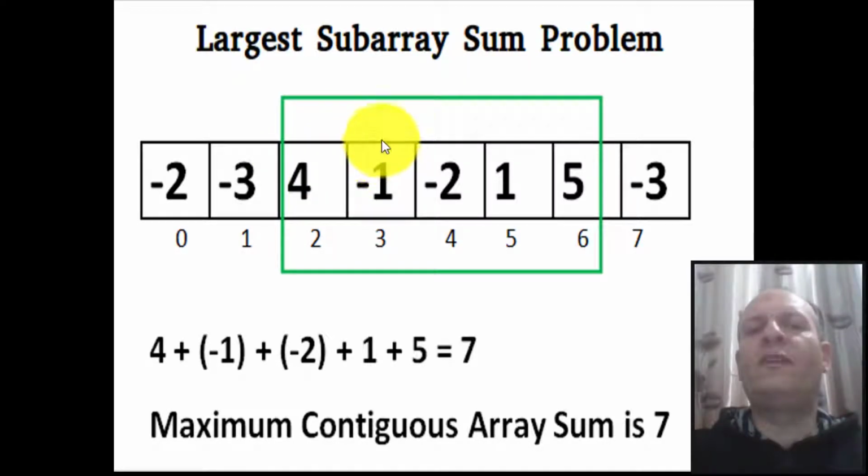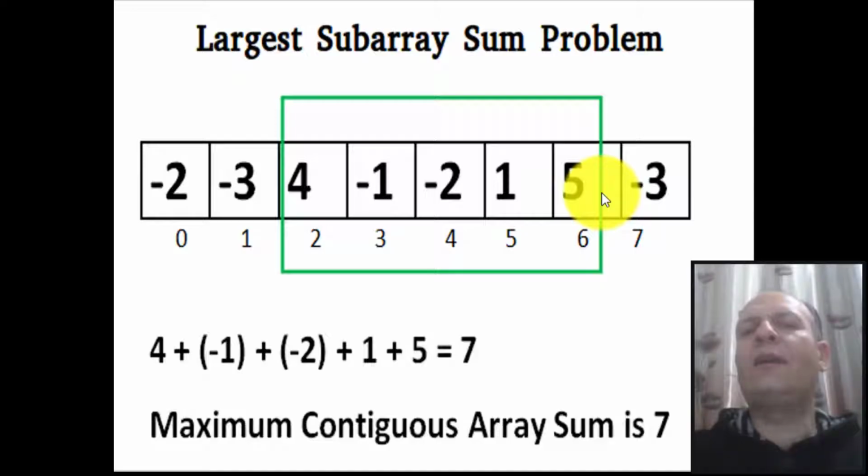And index 3 and 4 is another subarray of length 2, it has summation -3. And from -2 to 1 another 1. From 4 to 5, this is another subarray, summation -2 plus 1 equals -1. And from 5 to 6 we have a subarray of length 2. And from 6 to 7 we have the last subarray of length 2, of summation 5 minus 3 equals 2.